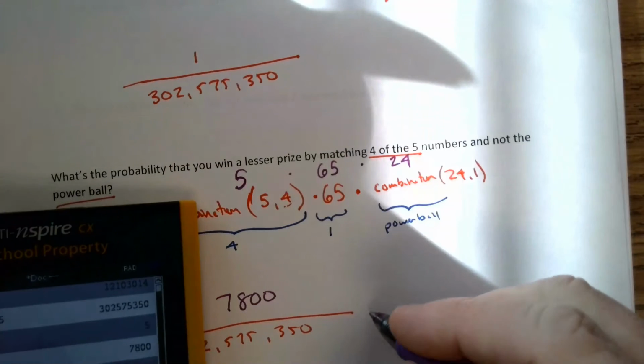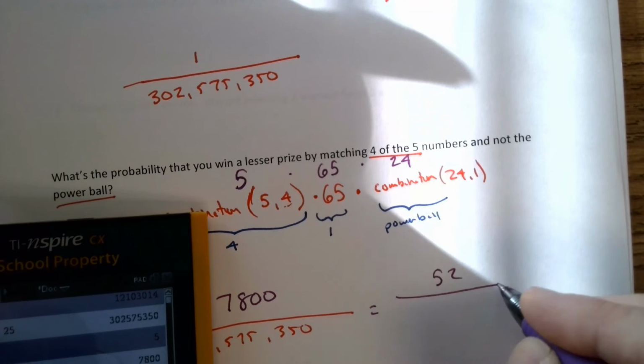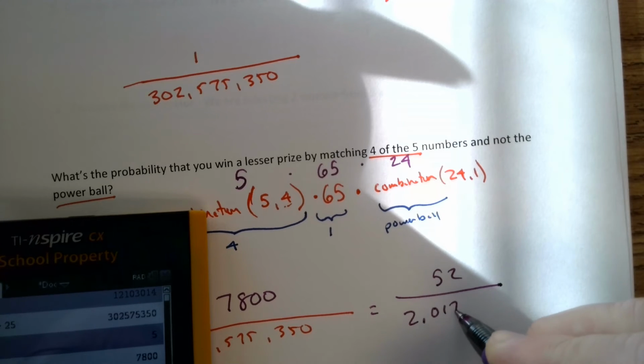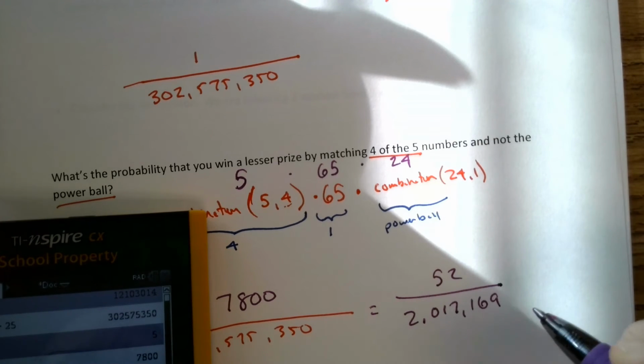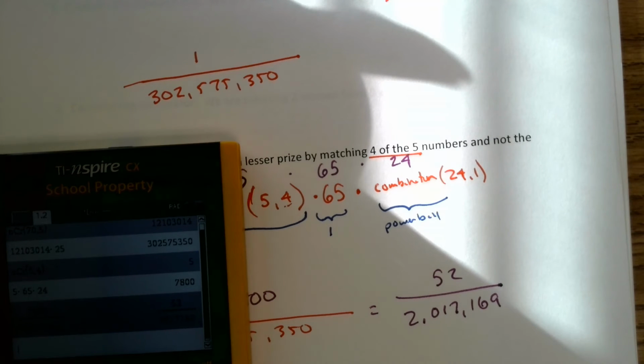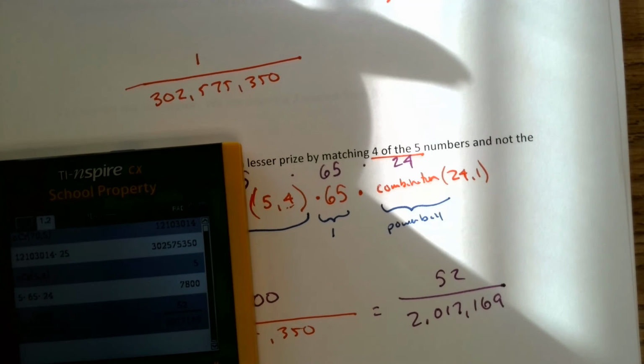And it simplifies to 52 over 2,017,169. Still wish I could go to a decimal. It's going to be a very small thing. It's probably put in scientific notation as well. I'll have to ask somebody down the hall how to do this.